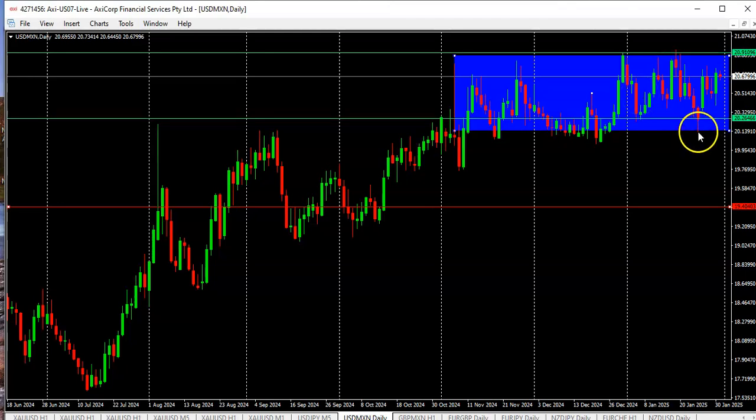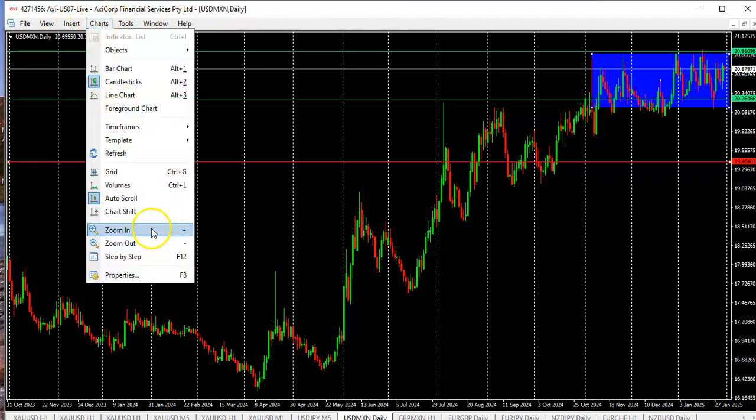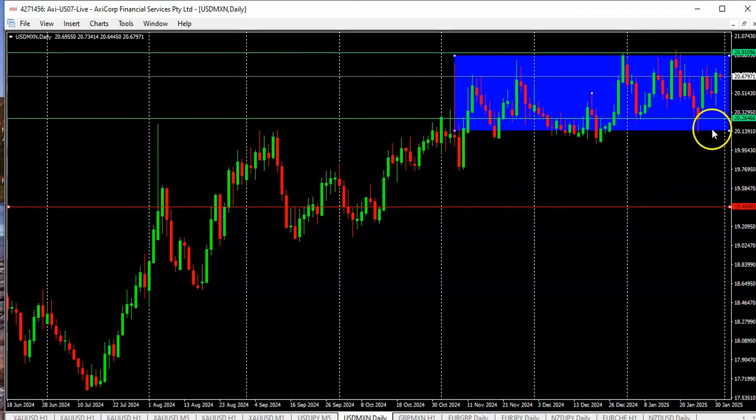I tell you one thing though. If you see price breaks out to the downside, let me go back. Let me make it bigger. If price breaks out to the downside, the market will fall. Alright? It will fall.